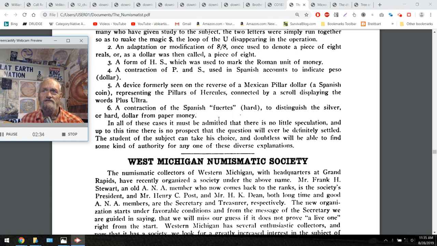In all of these cases, it must be admitted that there is no little speculation, and up to this time, there is no prospect that the question will ever be definitely settled. The student of the subject can take his choice and doubtless will be able to find some kind of authority for any one of these diverse explanations.